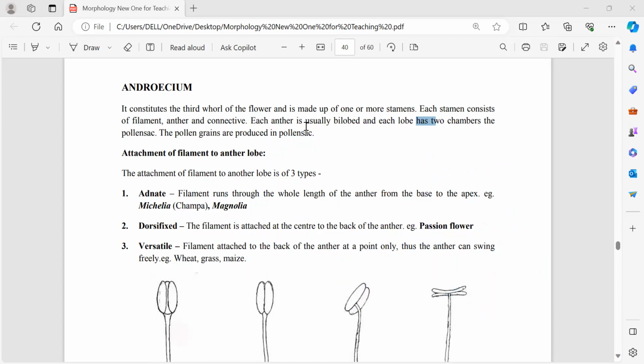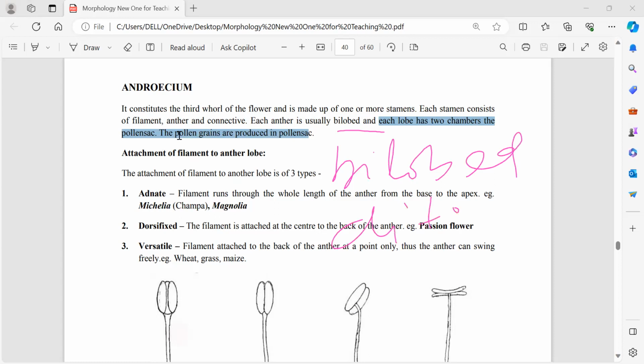Anther is usually bilobed and each lobe has two chambers, and those chambers are called pollen sacs. The pollen grains are produced in these pollen sacs. So overall, we have the anther, which is bilobed, dithecous, tetrasporangiate, and tetragonal. Tetragonal means it has four sides.